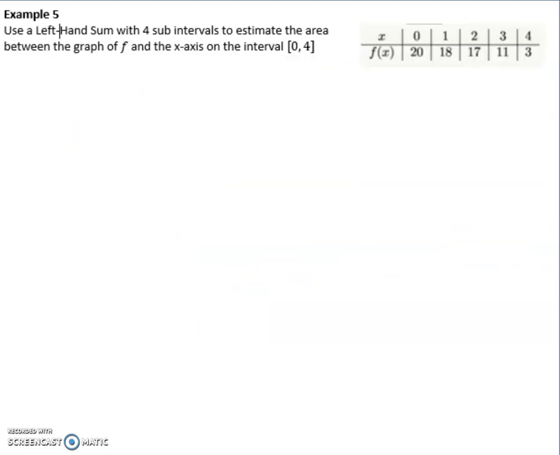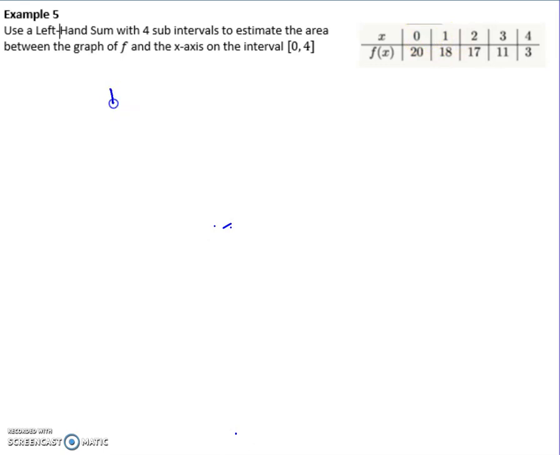All right, for 5, we've got an actual data set of values. We want to do left-hand sums. We want to do 4 subintervals. It's important to see what the width is here because we can do different widths, which you guys are going to see in a second. So once again, the widths here all come out to 1.